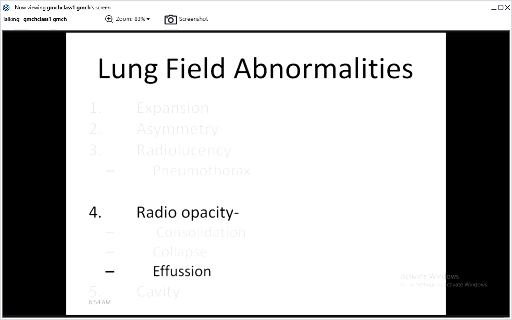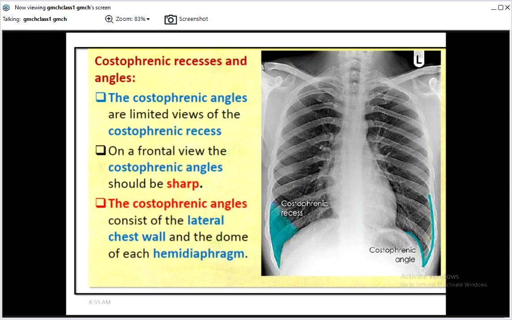So coming to the effusion, what will happen in effusion? Again, this will be a radio-opacity, which will be completely white. There won't be any air bronchograms. Okay. So how do you make out the effusion? First, if it is not a loculated effusion, it will settle down to the lower ends of the pleural cavity. So what you will see, your costophrenic angles will be blunt. They will not be sharp. You will not be able to visualize the costophrenic angles. Okay.